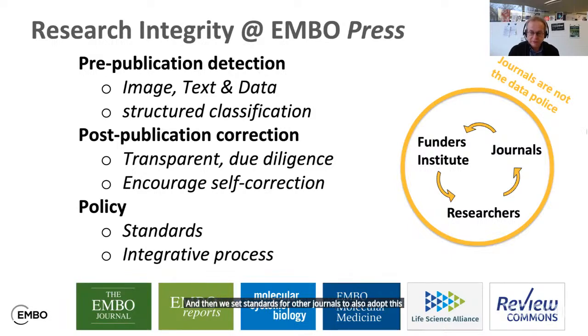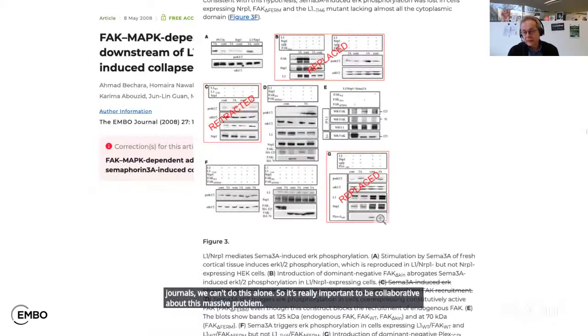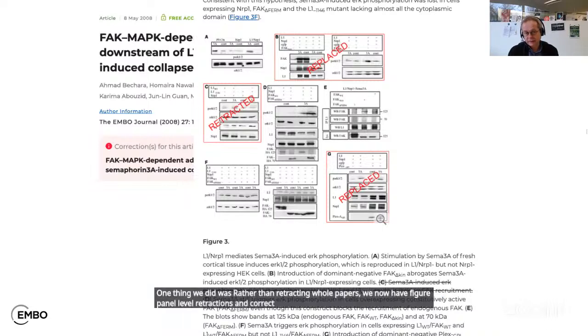It's something we have to deal with between funders, researchers, and the journals. We can't do this alone, so it's really important to be collaborative about this massive problem. One thing we did was, rather than retracting whole papers, we now have figure panel level retractions, corrections and replacements. So that's one thing that's really great.